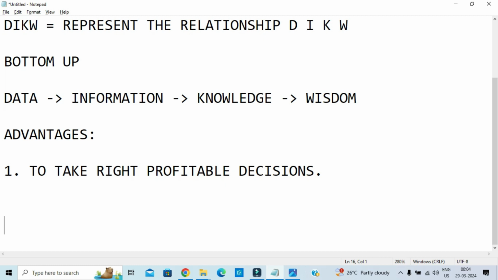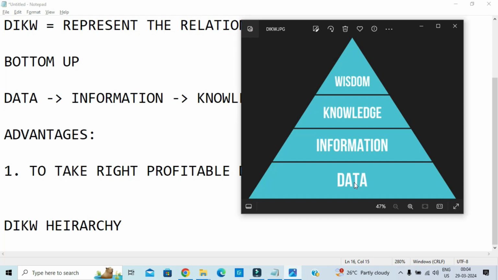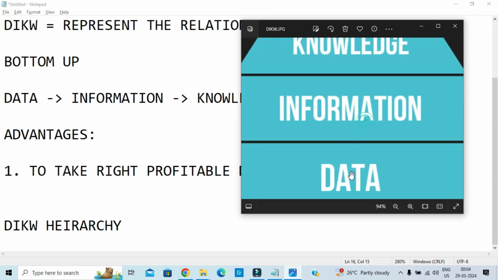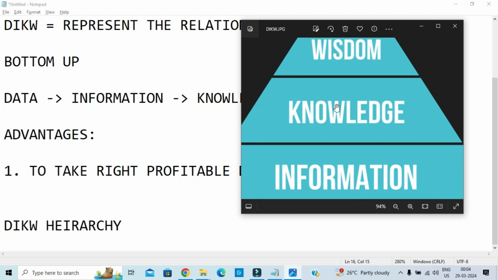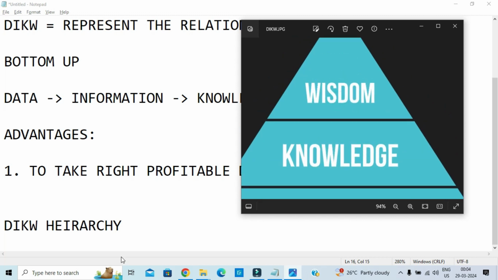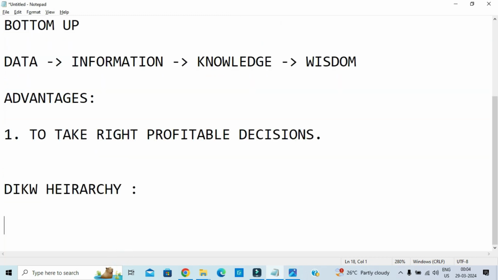This DIKW pyramid can also be called the DIKW hierarchy, because information is derived from data, knowledge is derived from information, and wisdom is derived from knowledge. It follows an inheritance approach, derived one from another, so we call it the DIKW hierarchy. So let's get into detail about what the DIKW pyramid is with an example.